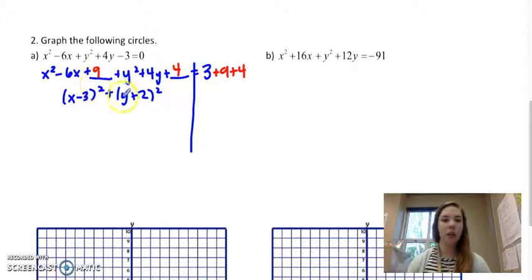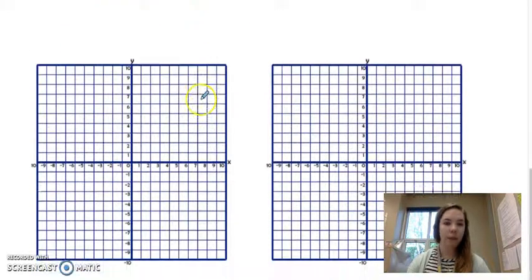Okay, so x minus 3 squared, y plus 2 squared, and on the right side I have 16. So my center is 3, negative 2, and my radius is 4. So when I go to graph that here, I'm going to start at 3, negative 2, and then with a radius of 4, I'm going to go 4 in all possible directions. So up, right, down, and left. And then that is how I'm going to draw my circle through those points. Okay, so there's my circle.